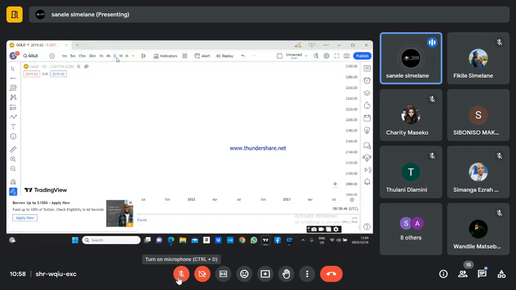So these are confirmations. After understanding patterns in trading, the next thing that you need to understand is the confirmations of your entry after spotting a pattern. Okay?